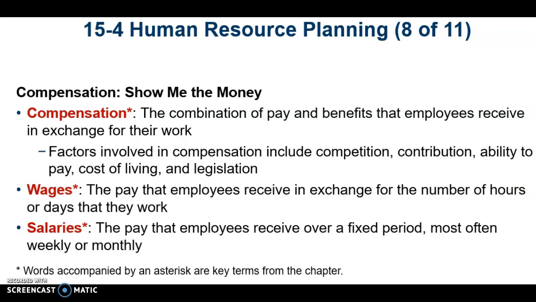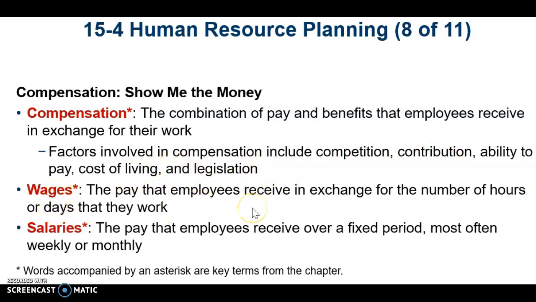The most common compensation systems in the United States are wages and salaries. So compensation is the combination of pay and benefits that employees receive in exchange for their work. And when we are looking at compensation, there are several factors involved, and this includes competition, contribution, ability to pay, cost of living, and legislation.